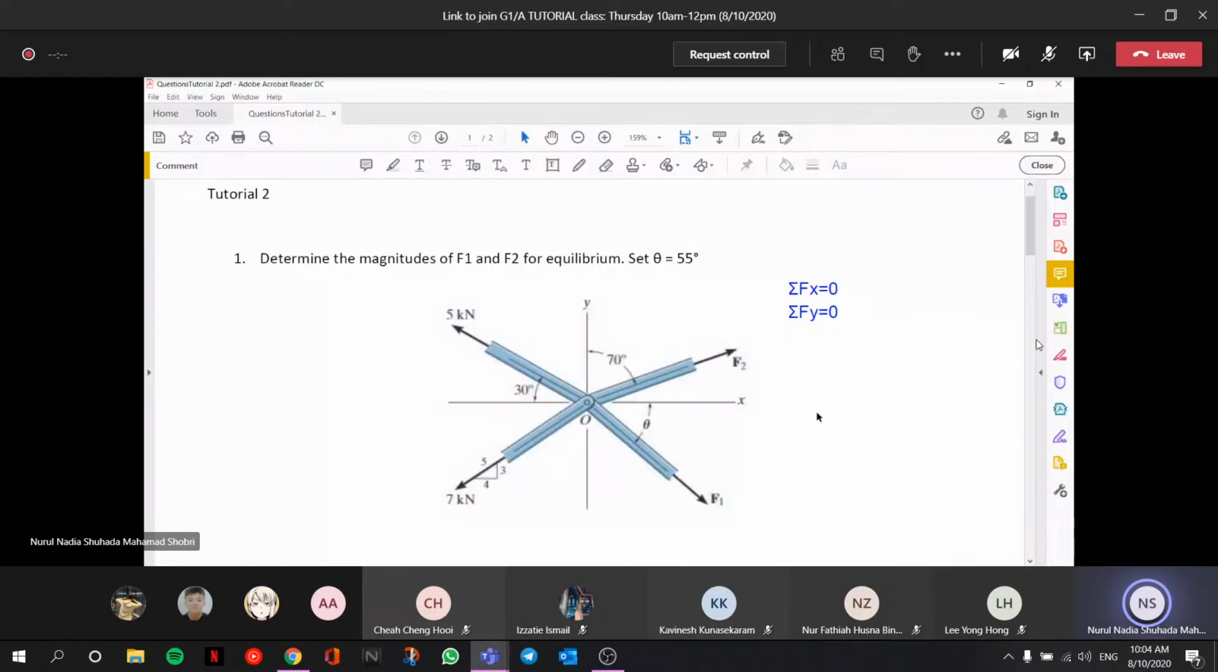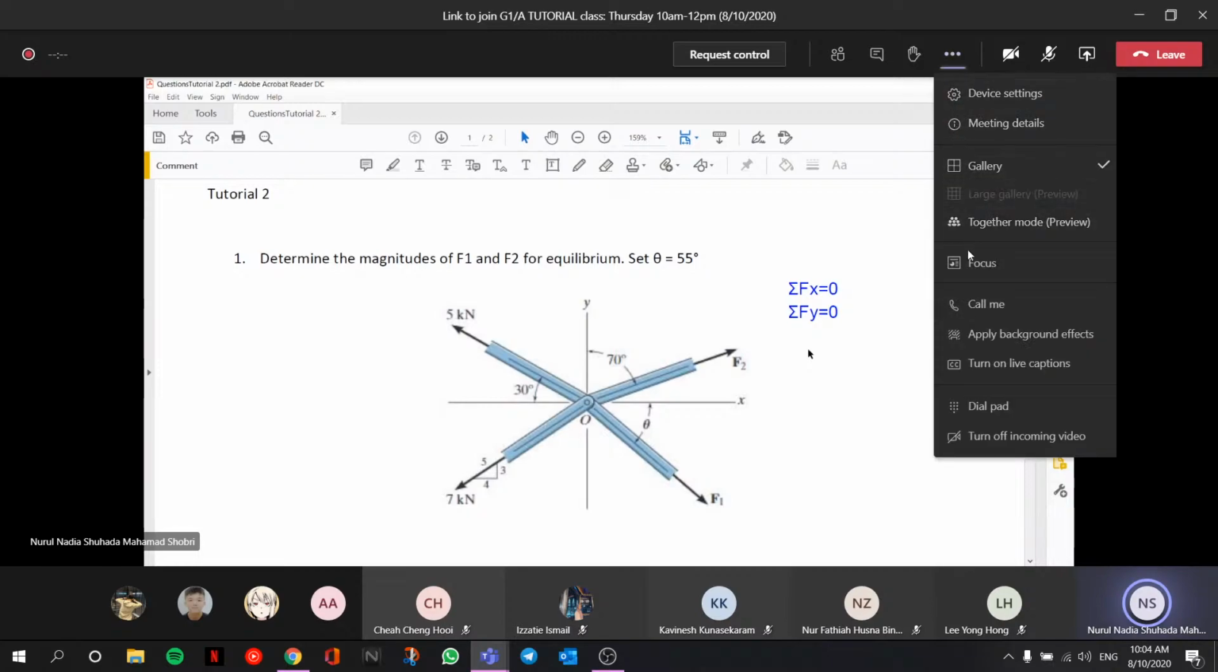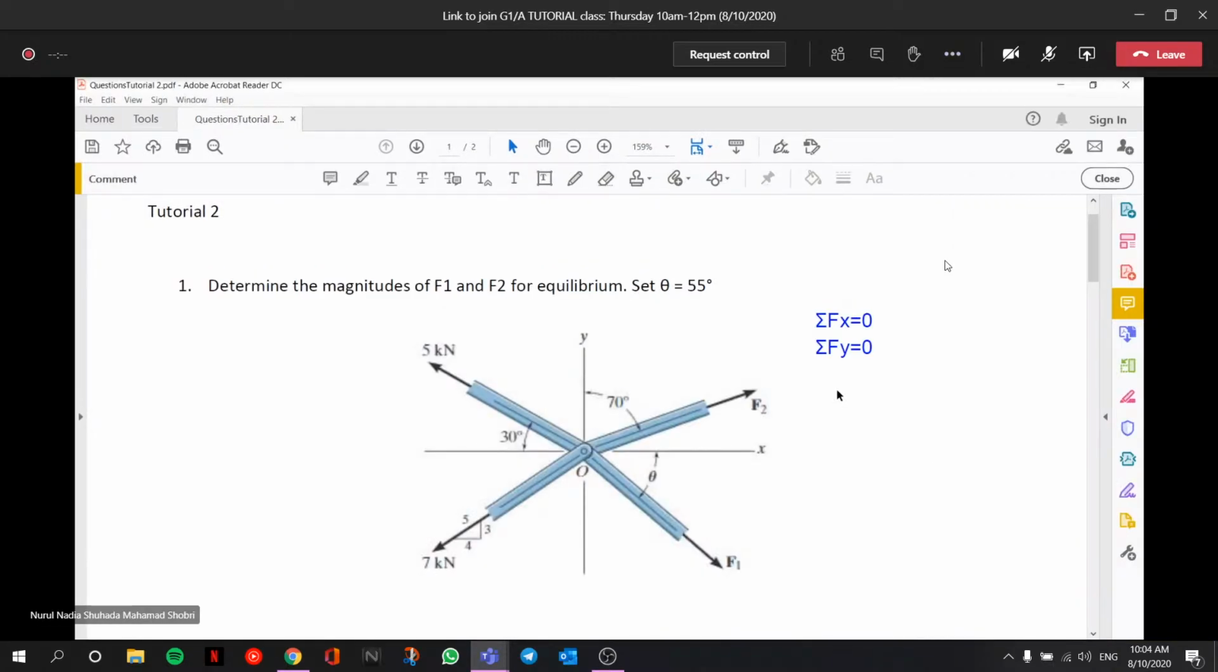So for question number 1, it wants us to determine the magnitudes of force 1 and also force 2 for equilibrium. When you see the term equilibrium here, you just need to break down the force components so that the sum of forces in the x axis and y axis equal 0, and then from there you can find the magnitudes.